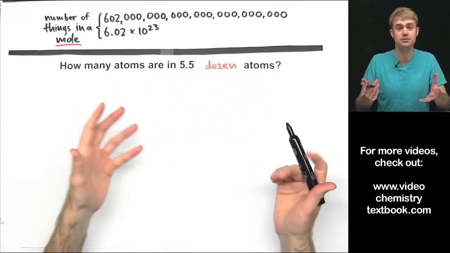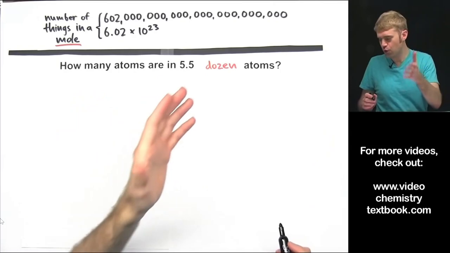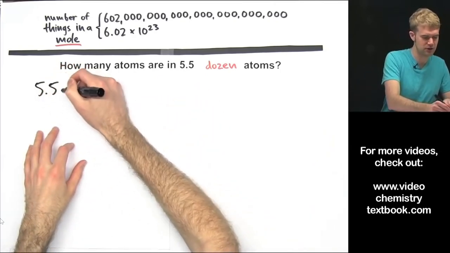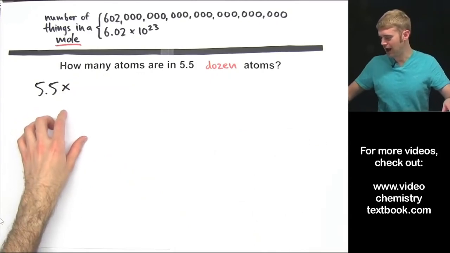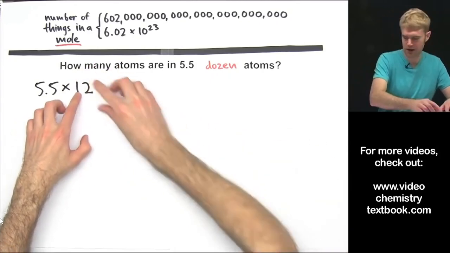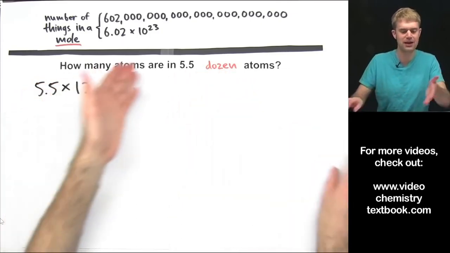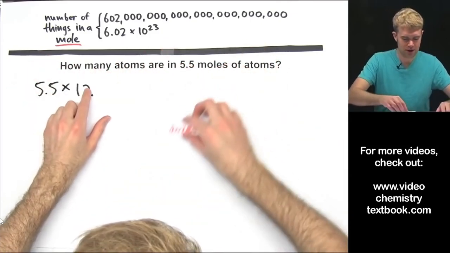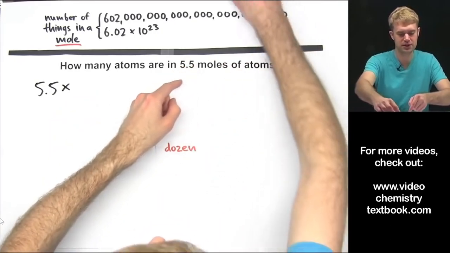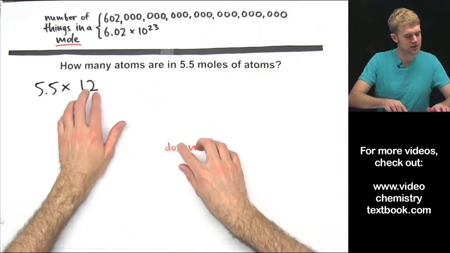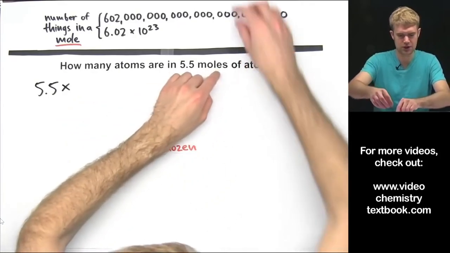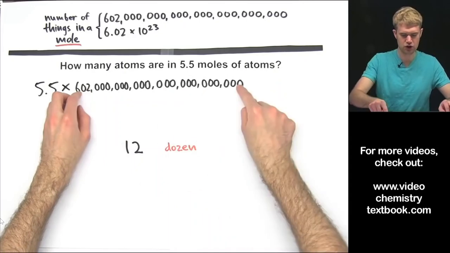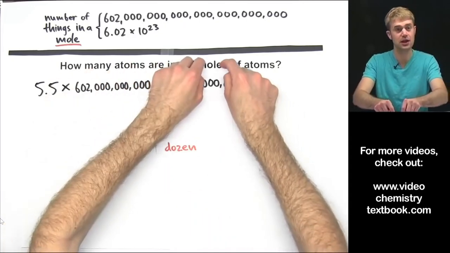Well, this math is probably pretty straightforward. There are 12 things in a dozen, so if we figure out how many atoms are in 5.5 dozen, we take 5.5 and then we multiply it by 12, the number of things in one dozen, and that would tell us how many atoms or how many things are in 5.5 dozen, okay? But we're not talking about dozen here, we're talking about moles instead. So instead of multiplying this by 12, the number of things in a dozen, we're going to take 5.5 and multiply it by 602 hexillion, the number of things in one mole.